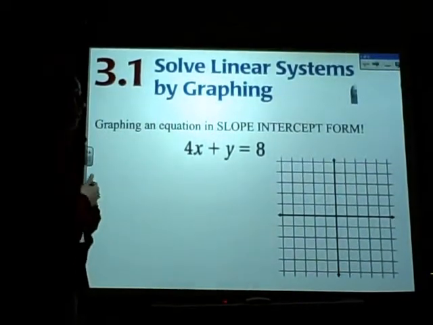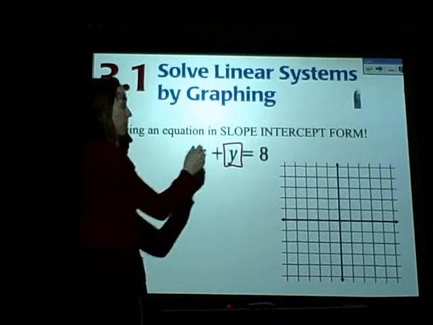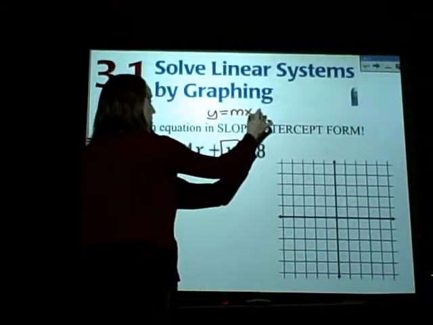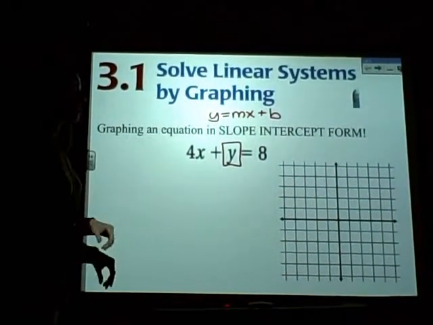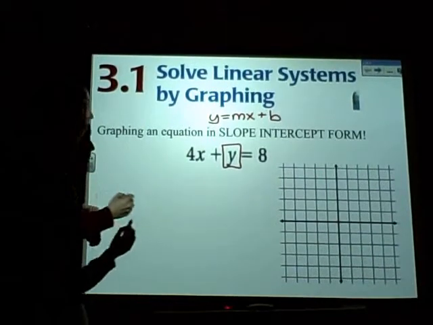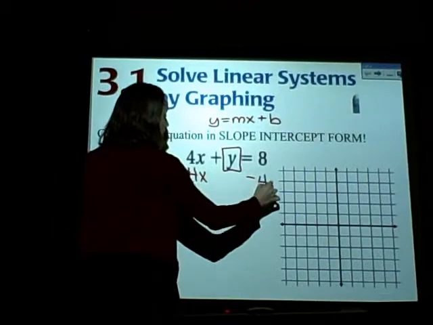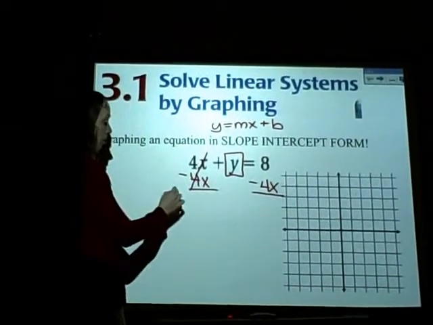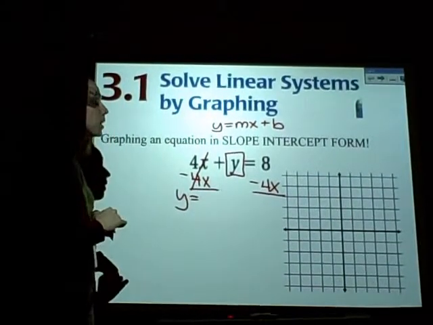So we are going to start by solving for y, because we remember slope-intercept form is y equals mx plus b. So we want our equation to reflect that. So we're going to do some algebra to solve for y. We're going to subtract 4x from both sides. That's going to cancel out. I'm left with just y on the left side of my equal sign.